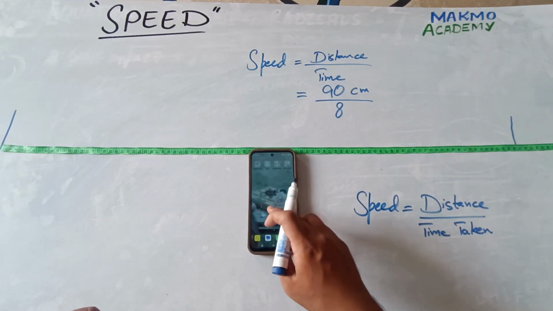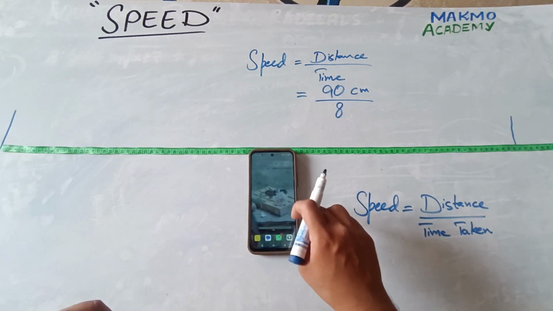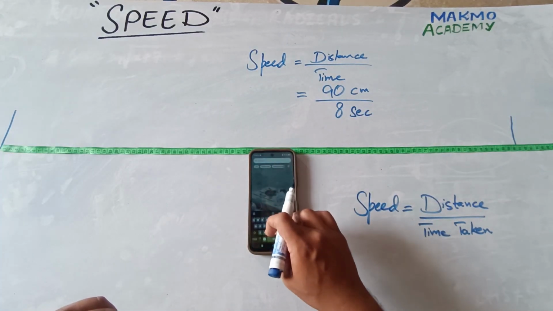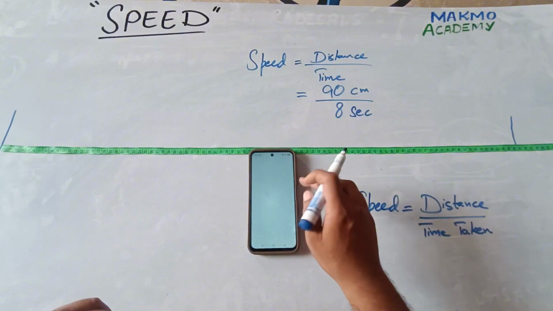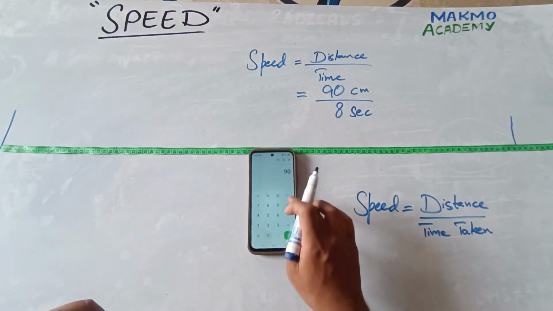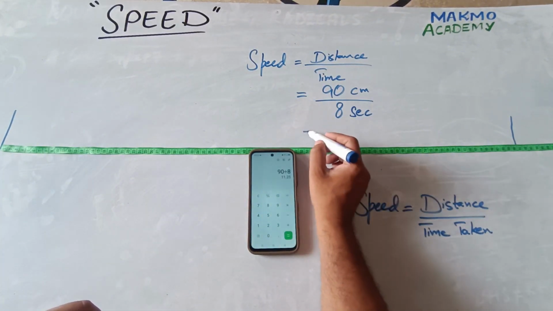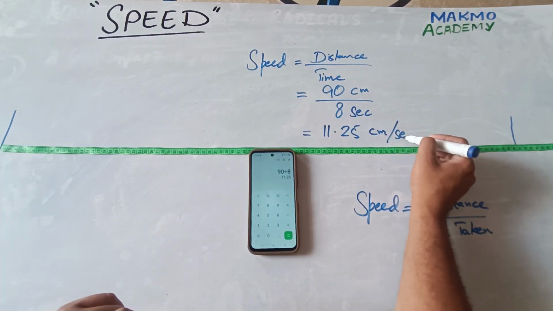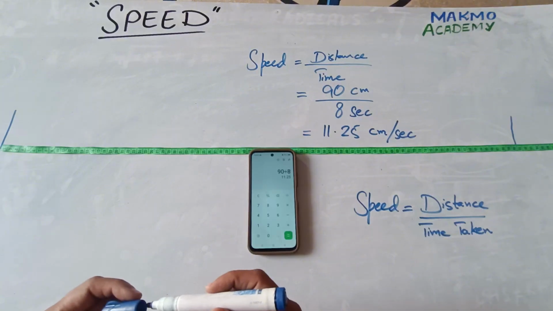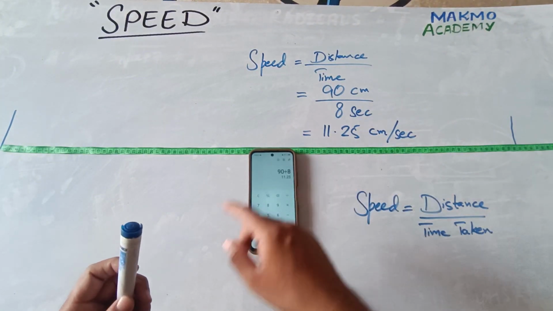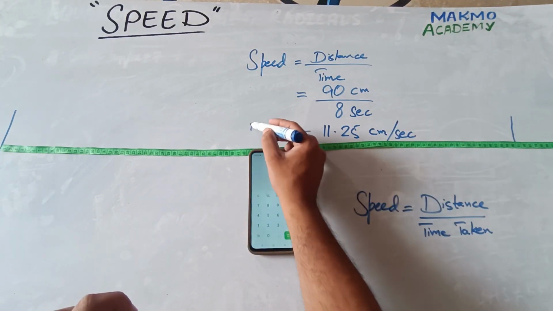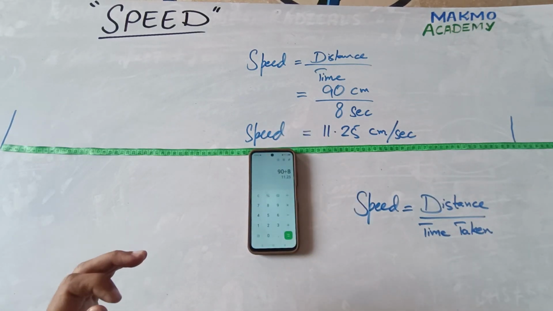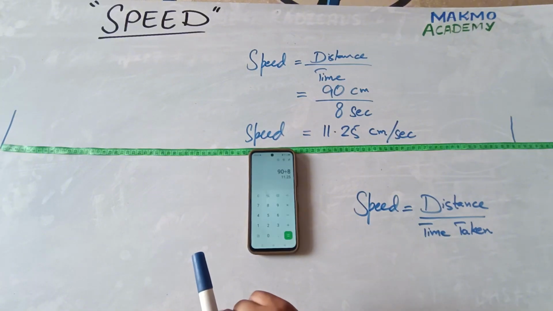What is the speed of the train? Let's find it out. So how to find out speed? We will divide 90 by 8. So let's divide 90 divided by 8. It means that 11.25 centimeter per second. It means that in 1 second the train has covered 11.25 centimeters. So this is how we can find out speed by doing simple calculations.